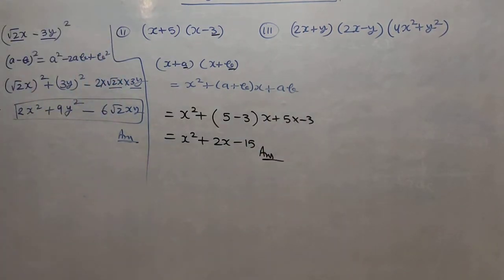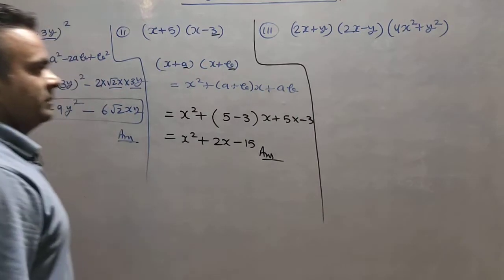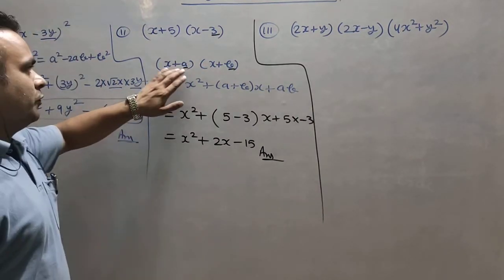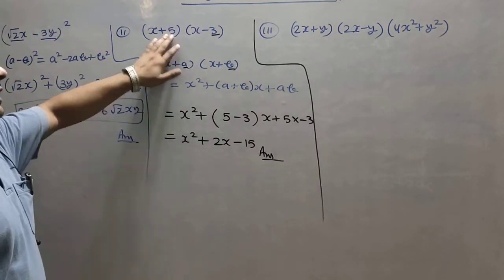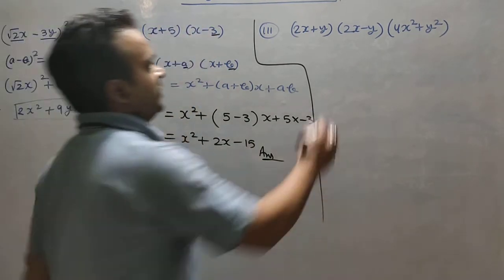So it is x square, it will be 2x, and it is minus 15. These sums are very easy, but you should understand the implementation of identity, how we have to implement, and what the comparison is, how we can compare this particular sum with the identities, right?